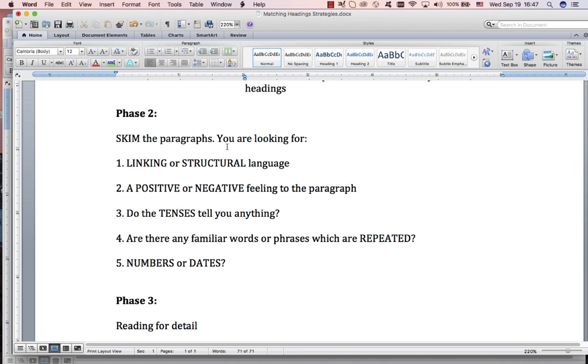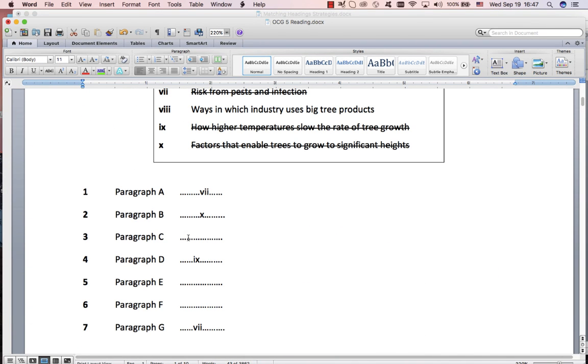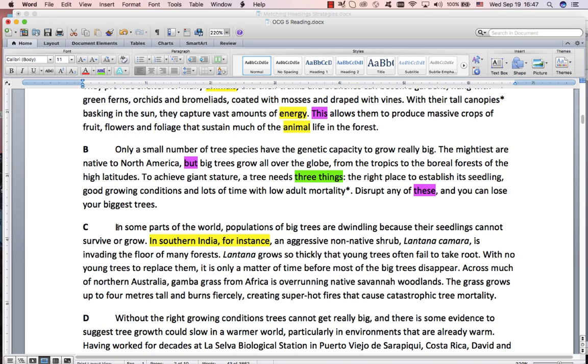Are they positive or negative? Look at the structural language. What can you tell from that? Is there any more repetition? That sort of thing. So the first one that we're still missing is paragraph C. So read it again. The trees are dwindling because their seedlings cannot survive or grow. So the baby trees cannot survive or grow.